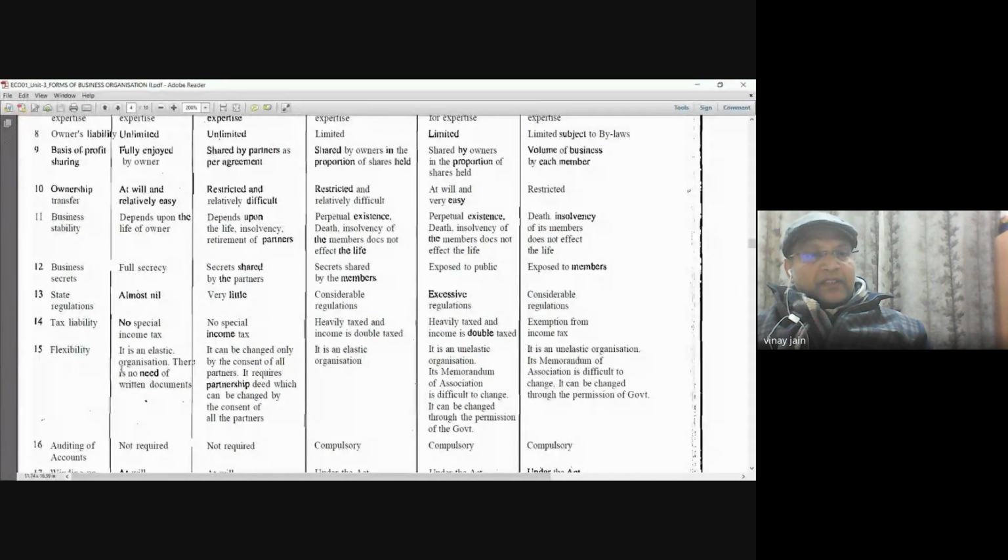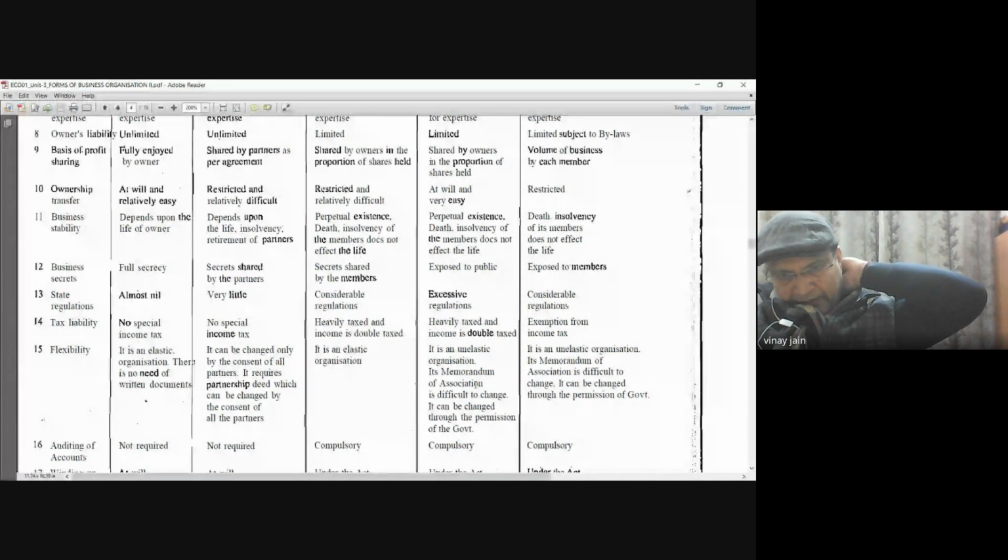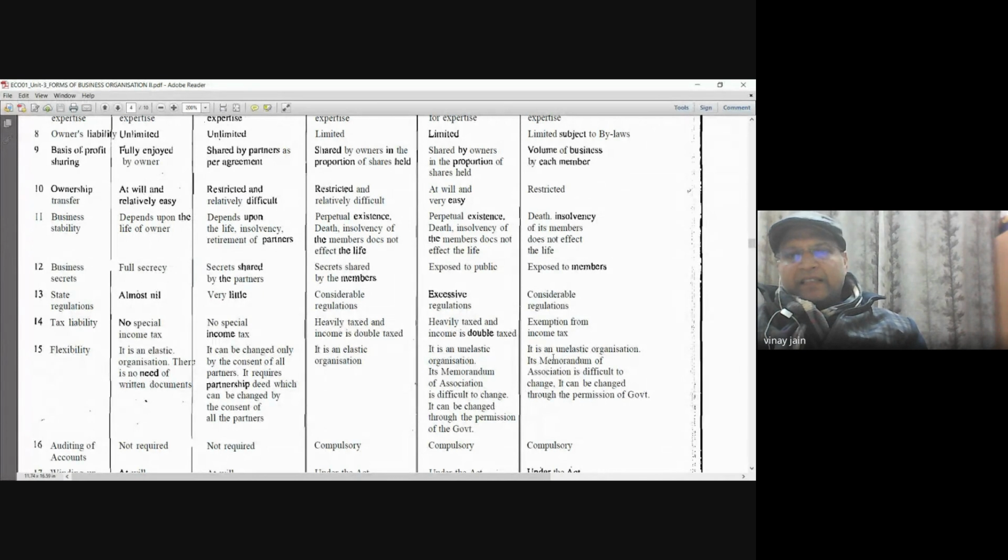Sole proprietorship organization, there is no need of written document. Partnership requires a partnership deed, which can be changed only by the consent of all the partners. It is an elastic organization. Company is an unelastic organization. Its memorandum of association is difficult to change. It can be changed through the permission of the government. Then cooperative is also an unelastic organization.